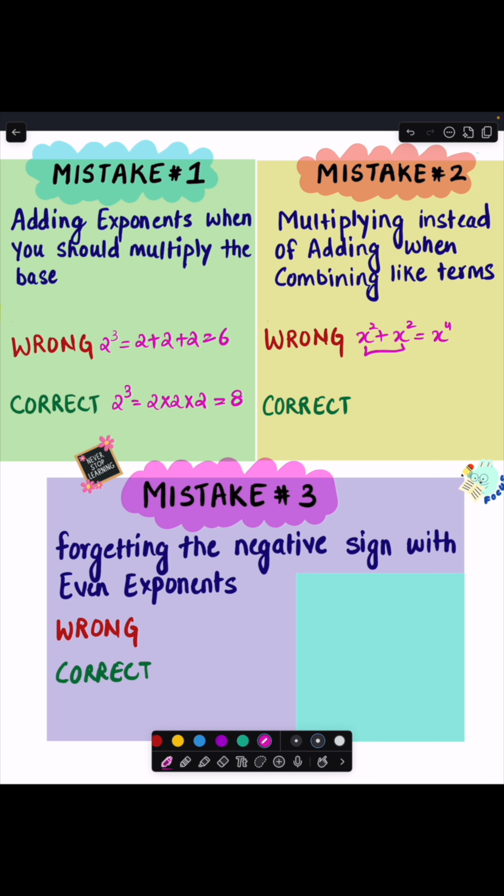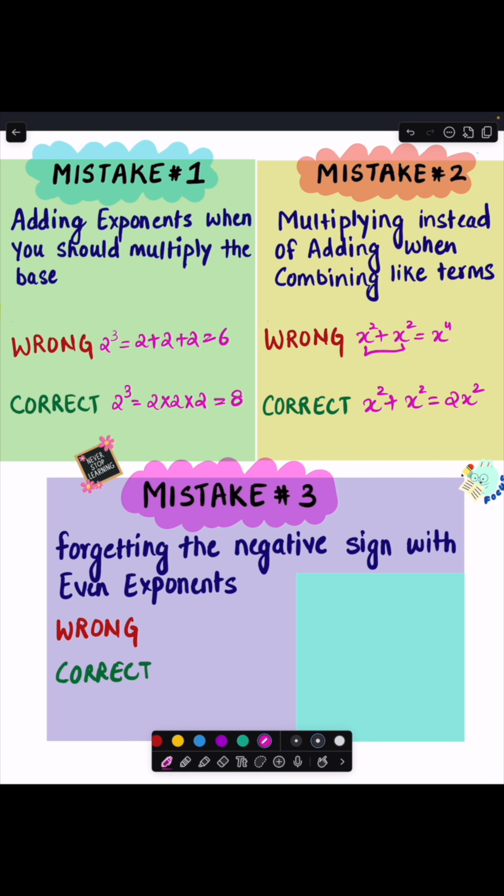But remember, when adding terms with the same base and exponent, you add the coefficients but keep the exponent the same. Only when we are multiplying, then we add the exponents. So the correct way of doing this would be x square plus x square equals 2x square.